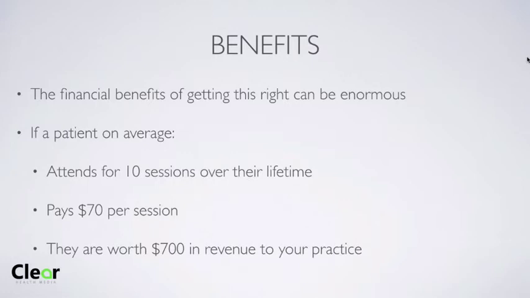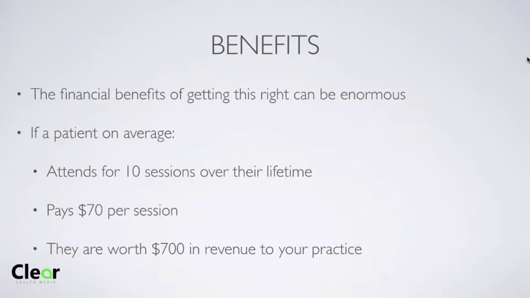Okay, so once you have that information, then it becomes very easy to work out how much you can spend on your marketing and the benefits that you're potentially going to get from getting your marketing right. Now, if you're not sure how to work out that 10 sessions over the lifetime, that being what's called your patient visit average, you just take your total visits over a period of time, say 3 months, and then you divide those total visits by the number of new patients that you've got, and that will give you your patient visit average.